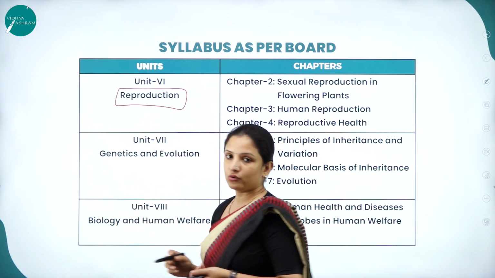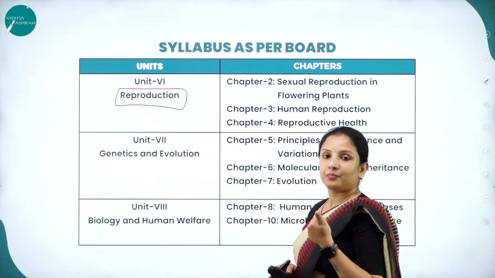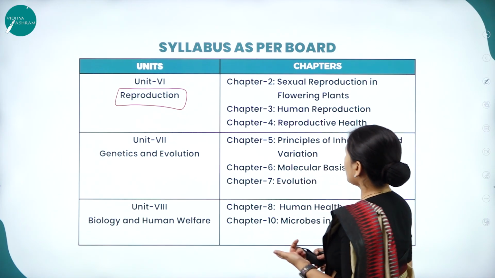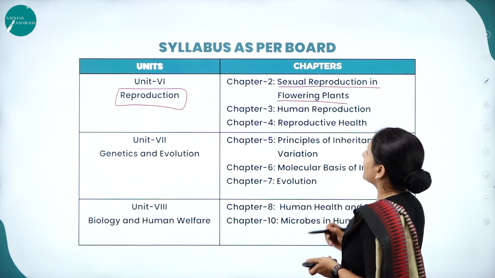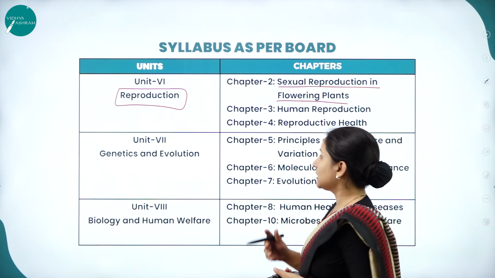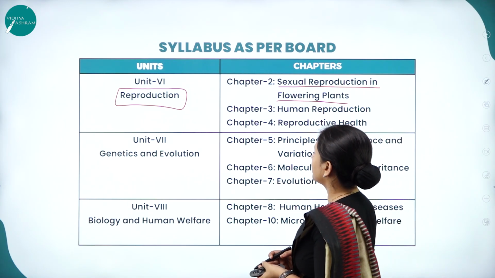In this reproduction unit, we have to study about the reproduction in the flowering plants as well as in humans. So here we need to learn about the sexual reproduction in flowering plants. Actually, chapter 1 has been deleted since last year, so you have to study from chapter 2: sexual reproduction in flowering plants.